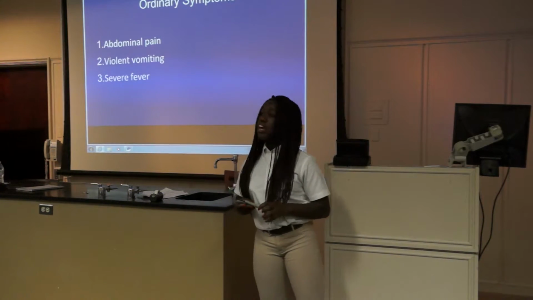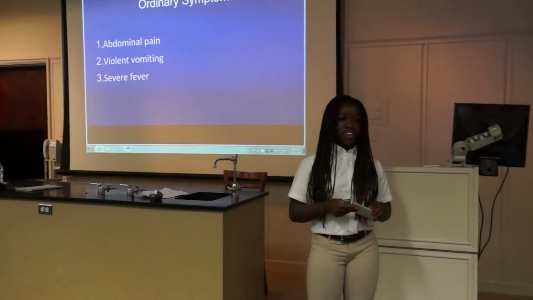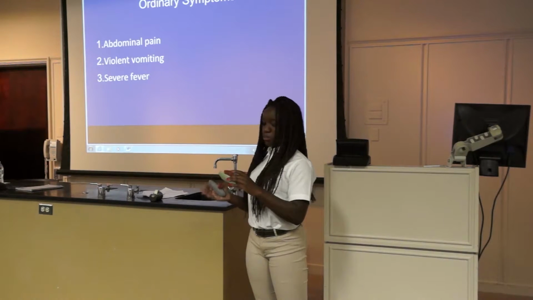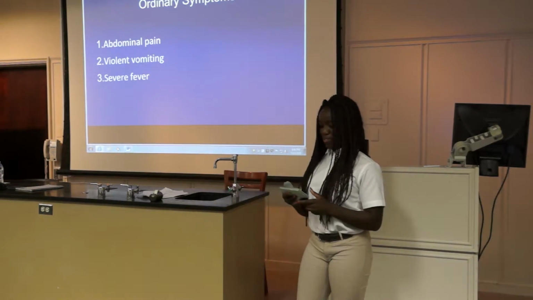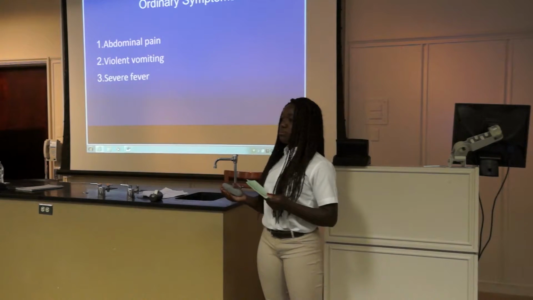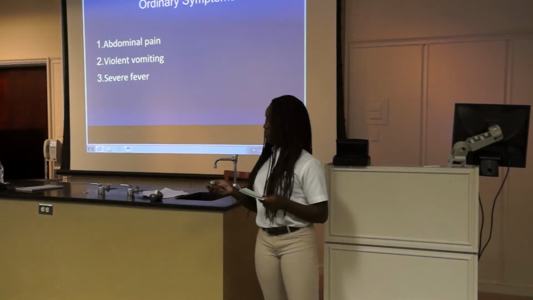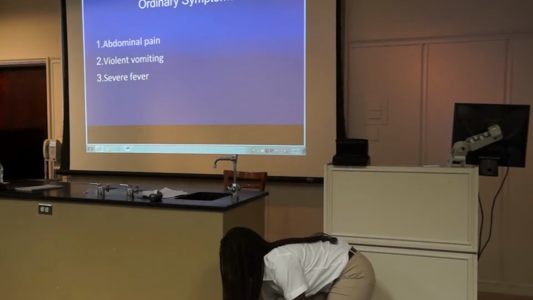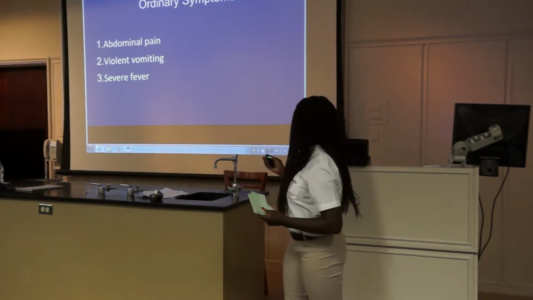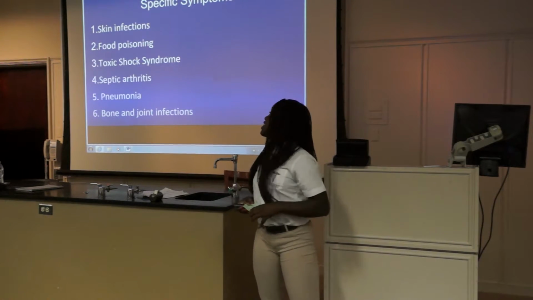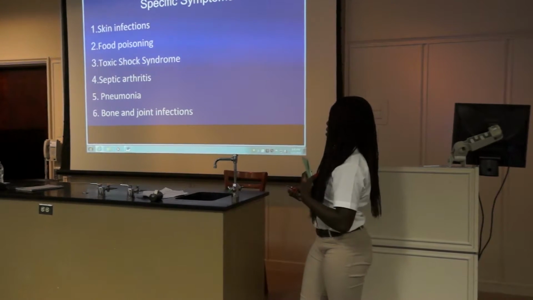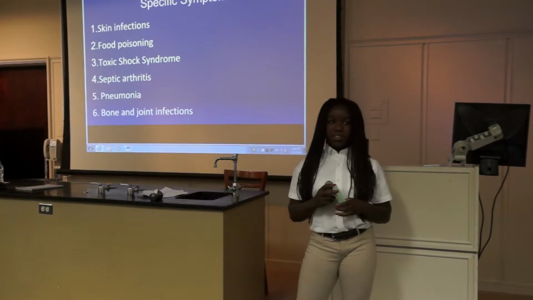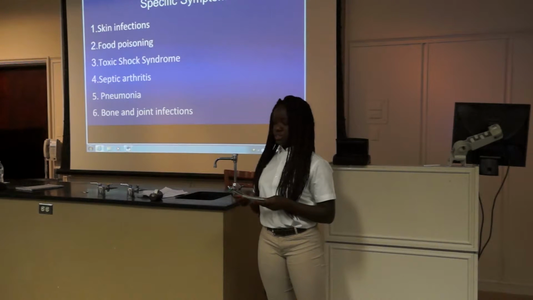Ordinary symptoms. Some ordinary symptoms of becoming infected with Staphylococcus aureus include developing abdominal pain, violent vomiting, and severe fever. These symptoms are mostly for food poisoning. Some more specific symptoms include skin infections, food poisoning, toxic shock syndrome, septic arthritis, pneumonia, and bone and joint infections.